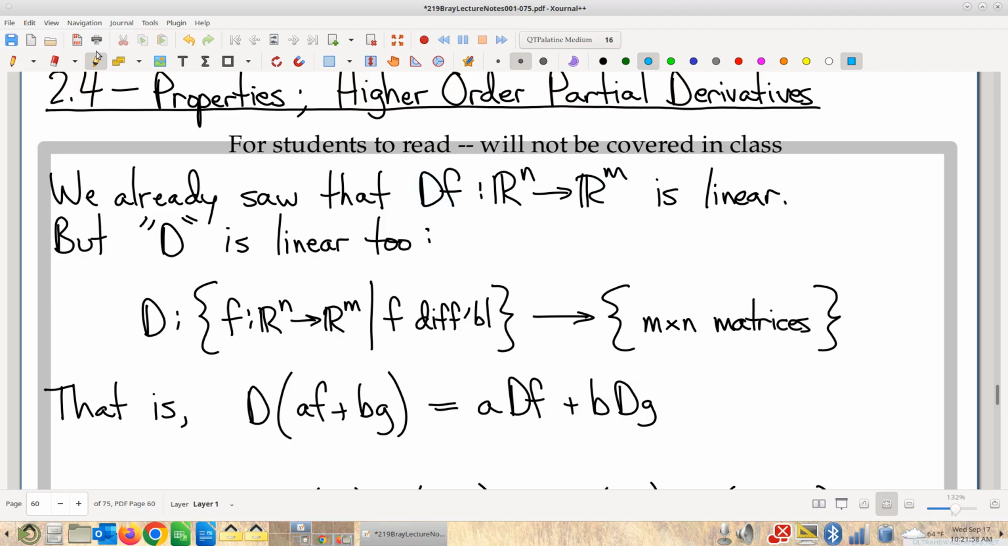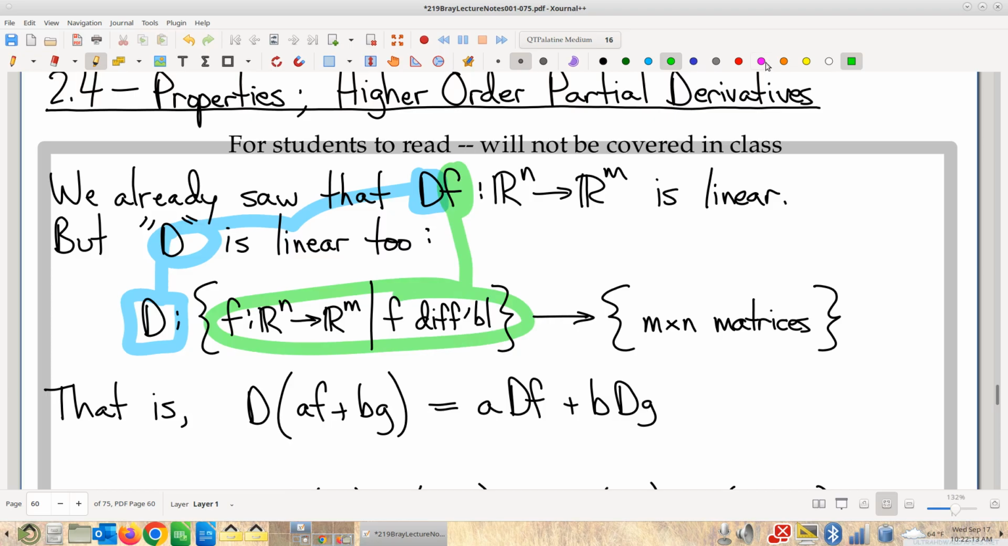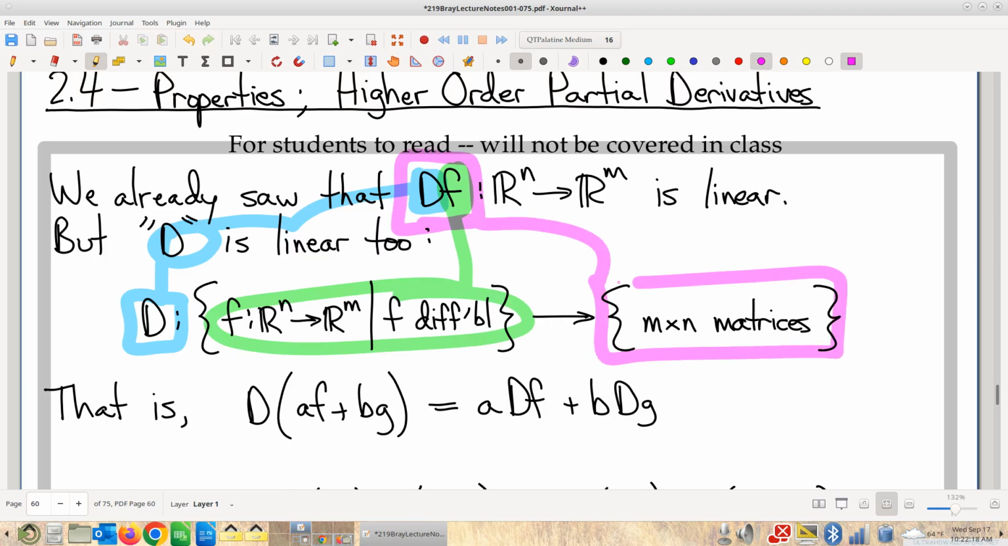It means that the act, what D does, the act of turning a function into a matrix. Right? The act of taking an f and producing a Df. The act of differentiation itself. That's what I'm claiming is linear. Does everybody see the difference?